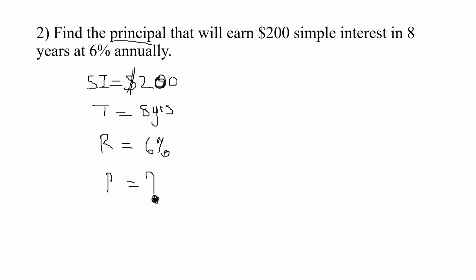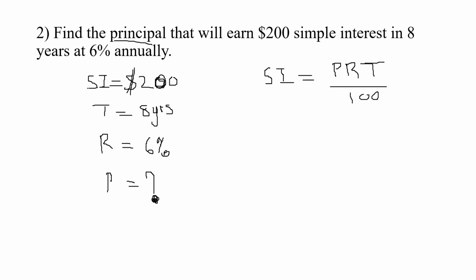Right, so let's find P now. Of course, finding P doesn't change the formula, it's the same formula, but we just have to do a little adjustment. So SI is equal to PRT over 100.